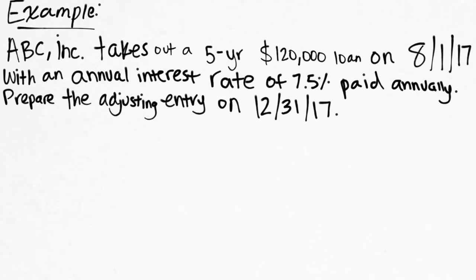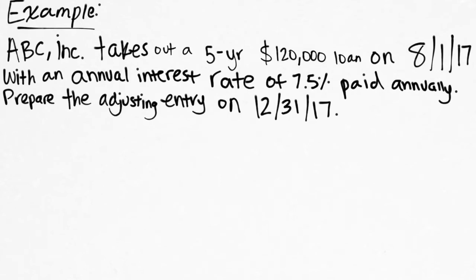So, if we pay interest annually, that means we only pay once a year. Since we took out the loan on August 1st of 2017, we don't have to pay the interest payment until August 1st of 2018. However, we are asked to record the interest on December 31st of 2017. Remember, even though we are not actually paying any interest on December 31st, that doesn't mean that we have not accumulated it. We have, in fact.